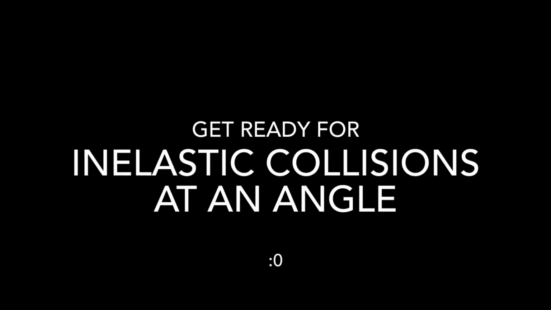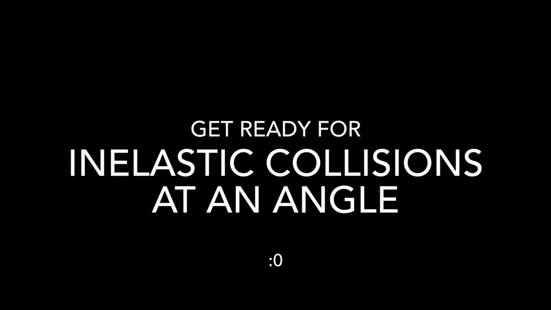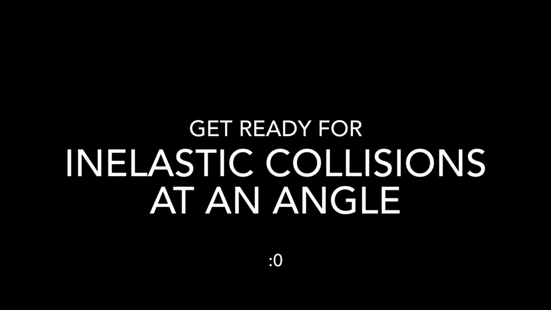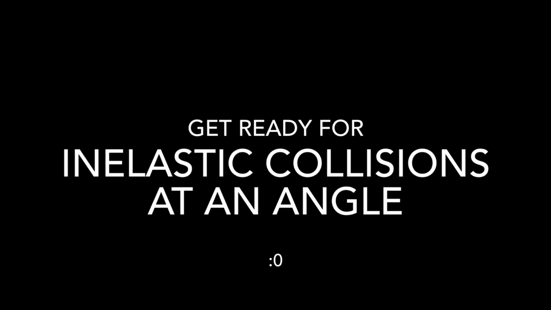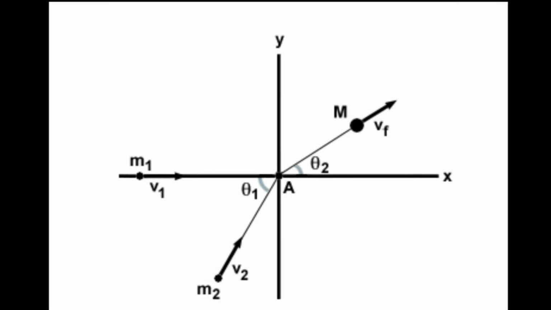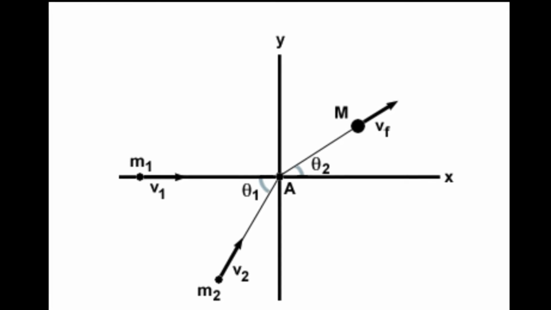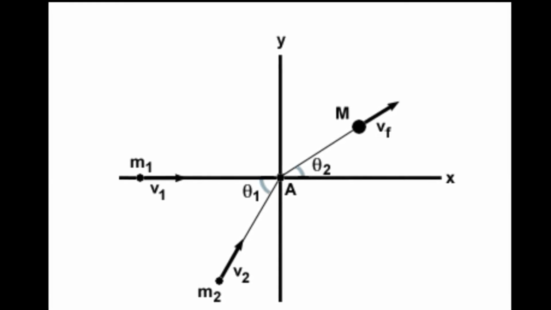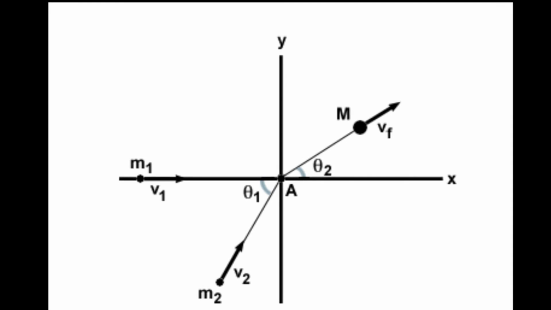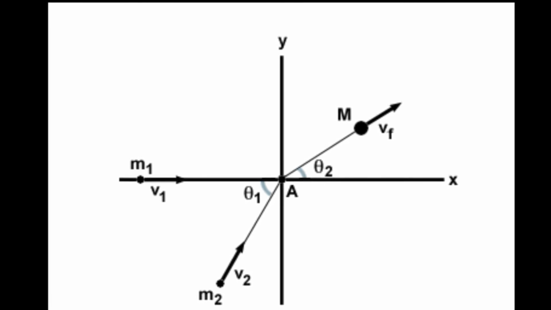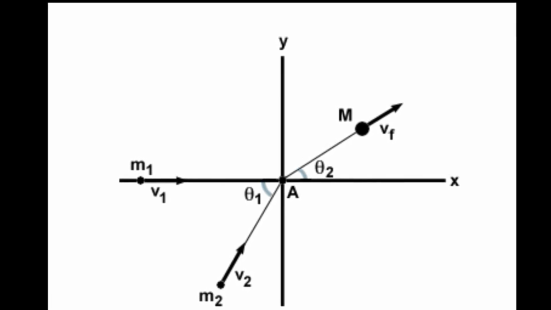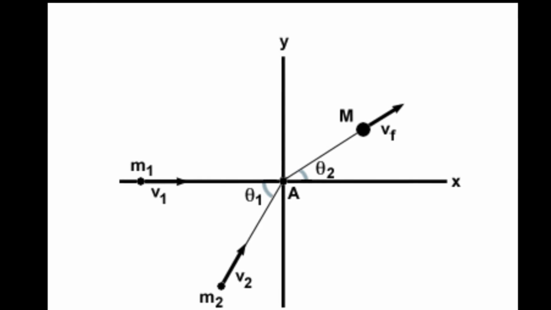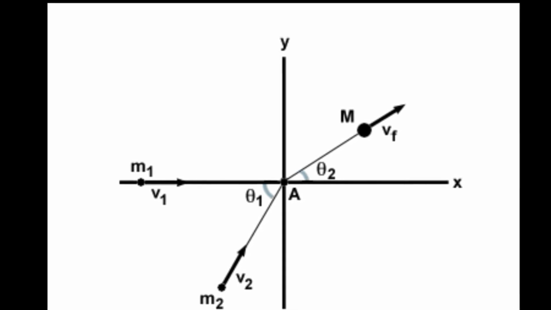Now let's explore collisions at an angle. In class we learned how to solve elastic collisions at an angle, but did not do the same for inelastic collisions at an angle. Here's a scenario. As you can see, mass 1 is initially moving in a horizontal line, and mass 2 is moving at an angle. After the collision, they move together with the combined mass of m and a final speed of vf.